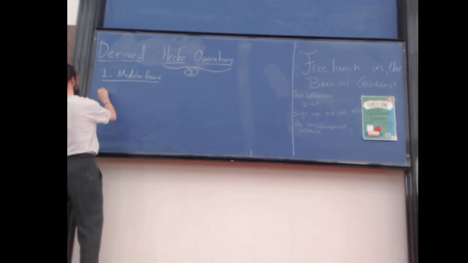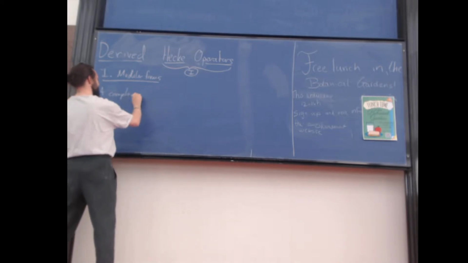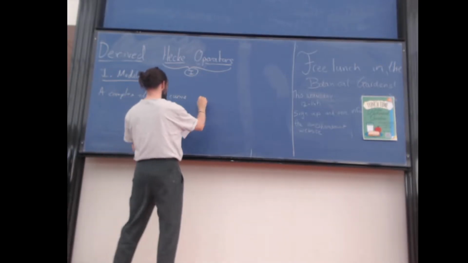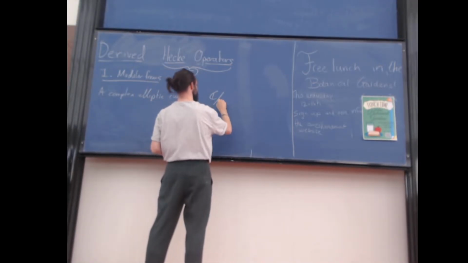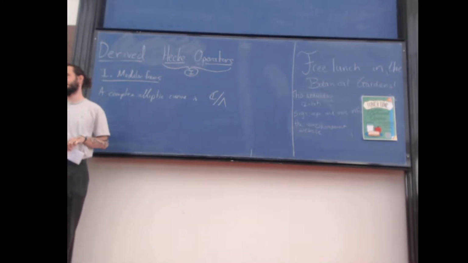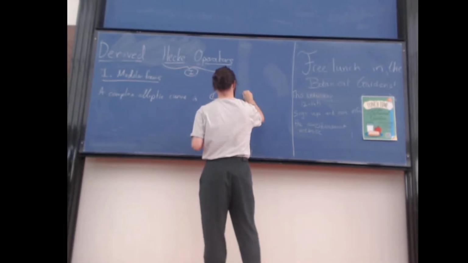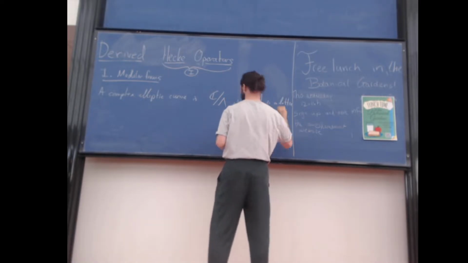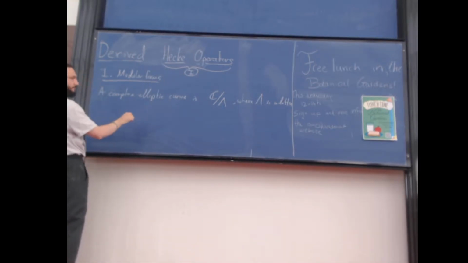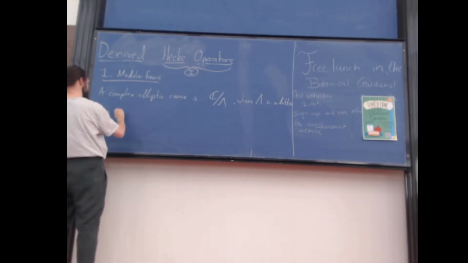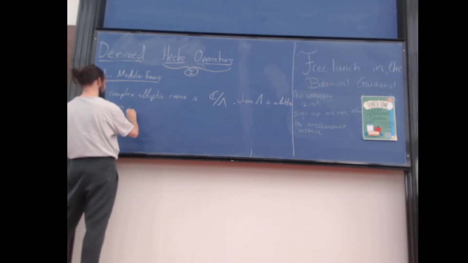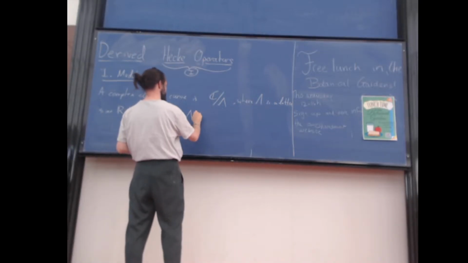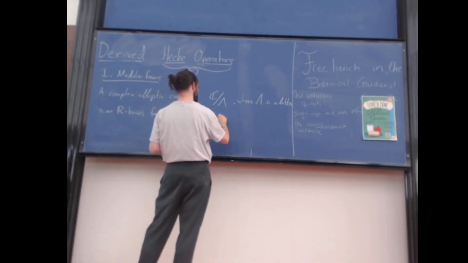So first, let's talk about complex elliptic curves. So a complex elliptic curve is this space. So it's the complex numbers modulo some lattice. So what is a lattice? A lattice is a choice of real basis for the complex numbers. So it's an R basis for C, and we usually write it like this. It's generated by some omega 1 and omega 2.